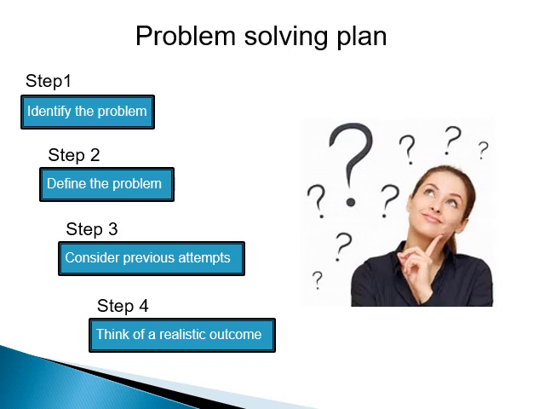Step 3 is list ways you have tried to solve the problem in the past, if it's a problem you have been dealing with for some time. Step 4, think of a realistic outcome. If we want the impossible, we won't succeed. When the problem is solved realistically, what would that look like? Would something happen more or less? Would you feel better more often than you do now?